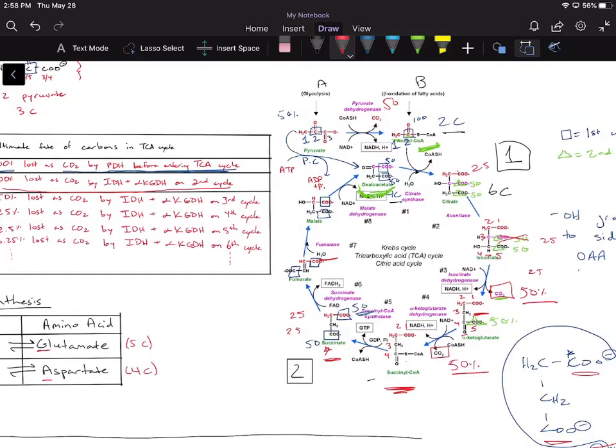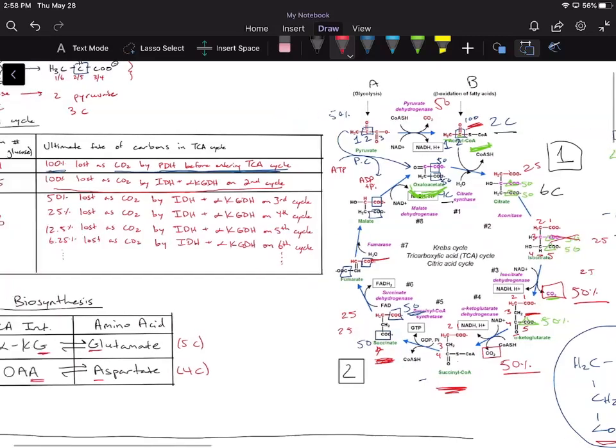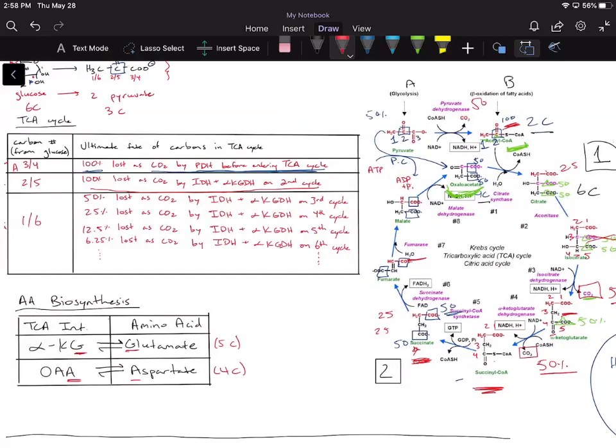So make sure you're following along with the percentages and the guidelines that are given to you in the problem. I'm just giving you a general example: if we're starting off with 100% of our radiolabel going through the TCA cycle on the carbonyl carbon, we're going to see it split 50-50 on succinate on the first cycle. Then once we go through the second cycle, we're going to lose 50% each on isocitrate dehydrogenase and alpha ketoglutarate dehydrogenase, so that we lose 100% of the label as CO2 on the second cycle.